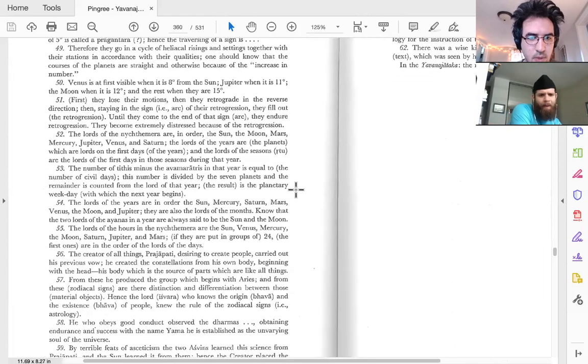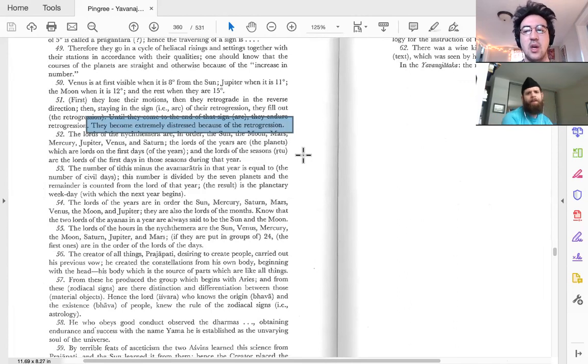Yeah. Oh, here it is. They become extremely distressed because of the retrogression. Yeah, the idea of going back. And people should know that sometimes in Vedic astrology, retrogression is associated with tamasic disposition in terms of the gunas. That makes sense.